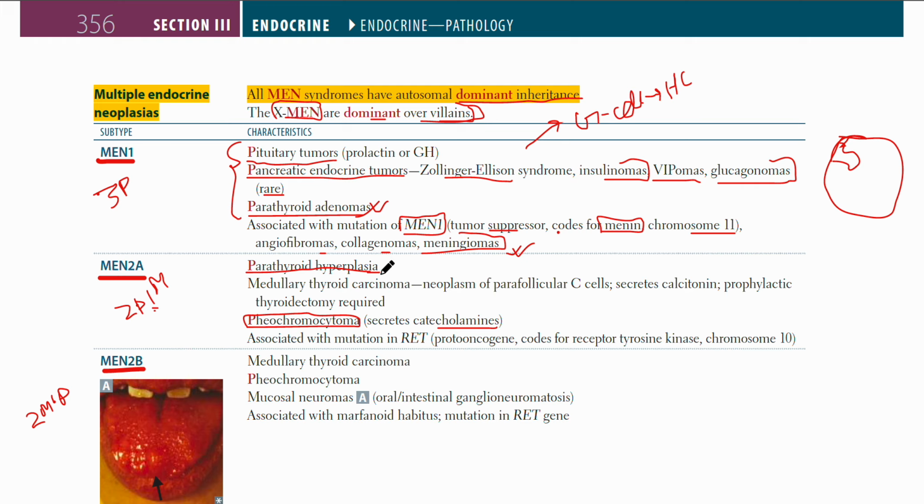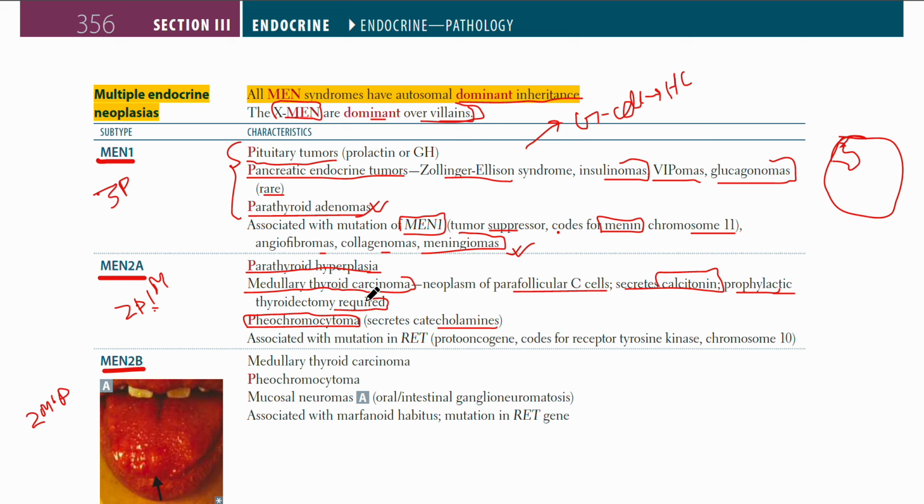So in MEN2A, one P is parathyroid hyperplasia, another is pheochromocytoma, and M is for medullary thyroid carcinoma, that is a neoplasm of parafollicular C cells, right? They secrete calcitonin. What is the function of calcitonin? Calcitonin actually decreases blood calcium level, right? Thyroidectomy is required in case of medullary thyroid carcinoma.